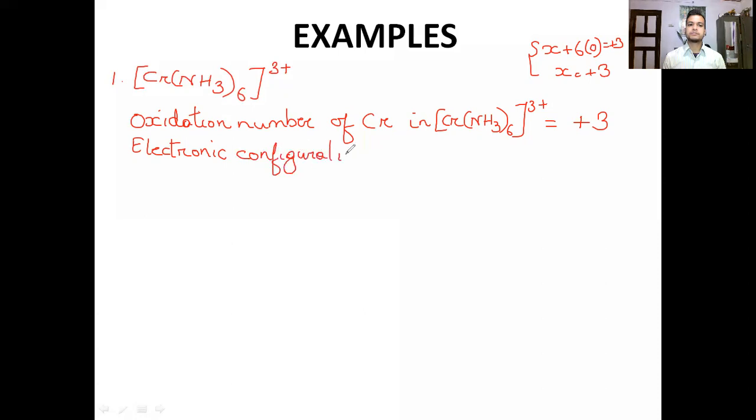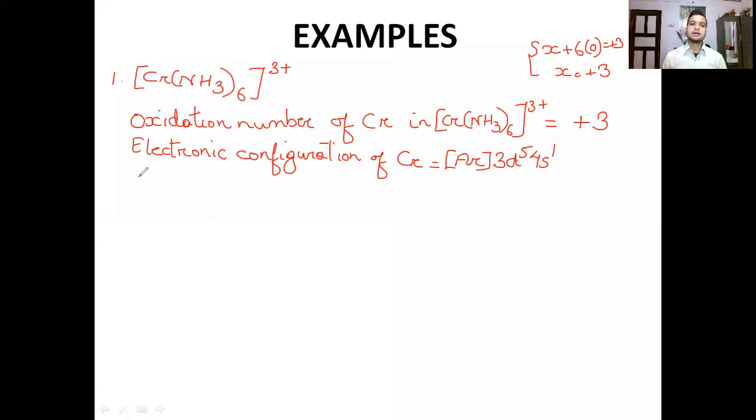So if I write the electronic configuration of Cr, it will be argon. I'm writing a noble gas configuration. Argon means 1s2, 2s2, 2p6, 3s2, 3p6. Then you will have argon 3d5, 4s1. Remember that chromium has an exceptional configuration, right? Because of the higher stability of the half-filled orbital, we write 3d5, not 3d4, 4s2. So that part you need to be careful of.